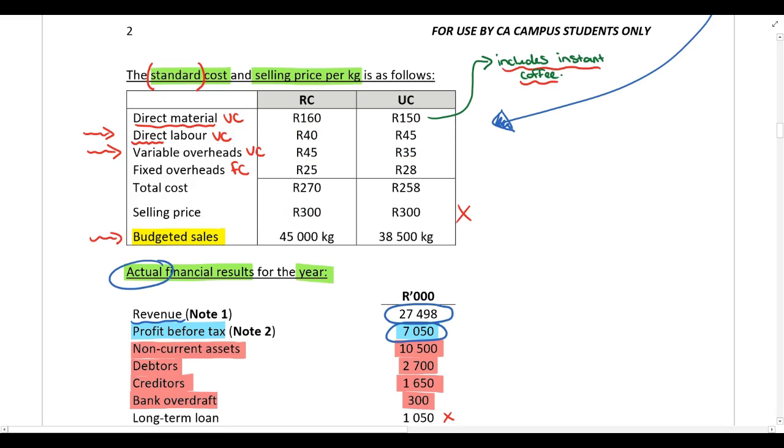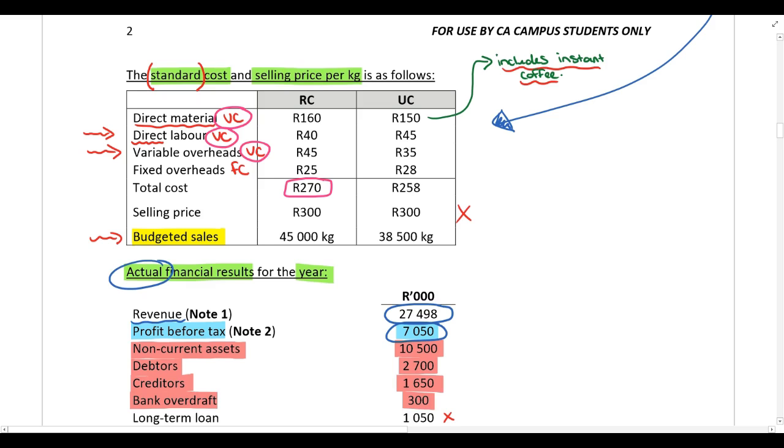We have a standard cost over here per kilogram of 270 Rand. However, we need to analyze that cost in more detail. You can't just take that cost of 270 Rand per kilogram and say the full amount is relevant. It's not. The variable costs, the direct material, the direct labor, and the variable overheads, those costs will all be relevant.